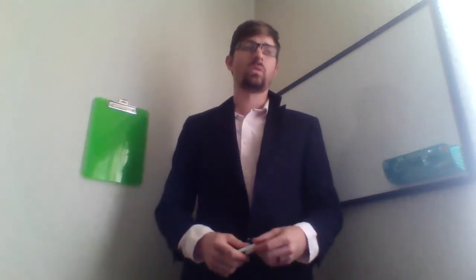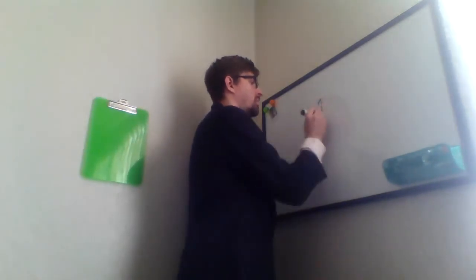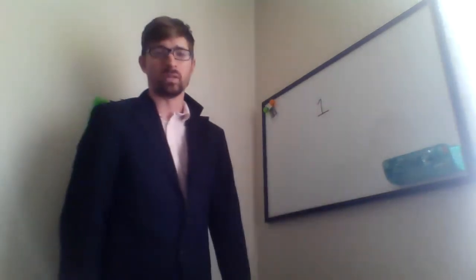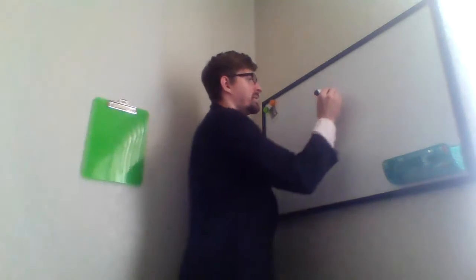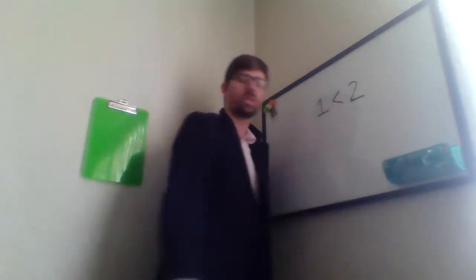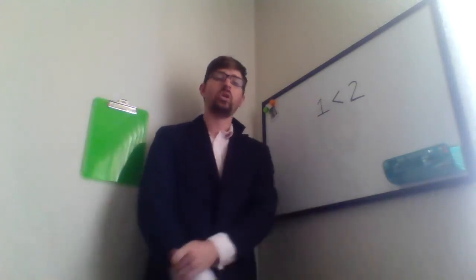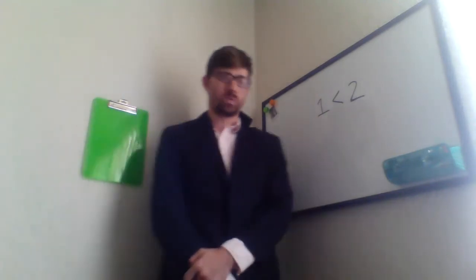Okay? So, how do we write that in mathematical language? Okay? First of all, we put our symbol. So, of course, everybody knows what a 1 looks like. And then 1 is less than 2. Okay? That is a relationship between two whole numbers.